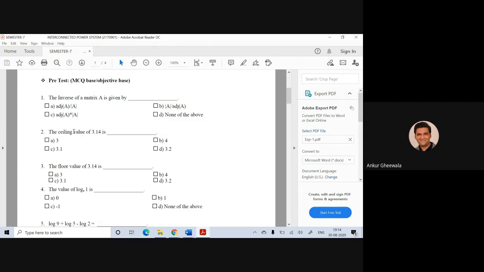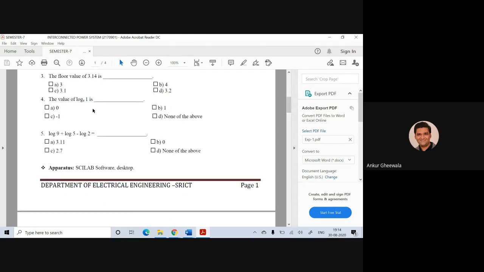The ceiling value is considered as the upper value, so the upper value is 4. And the floor value is given by the lower value, so the floor value of 3.14 is 3. Now see another question, the value of log e1. Log e1 is considered as 0.